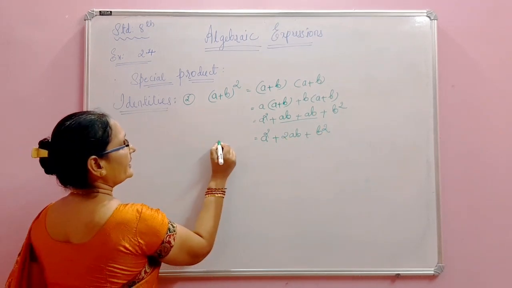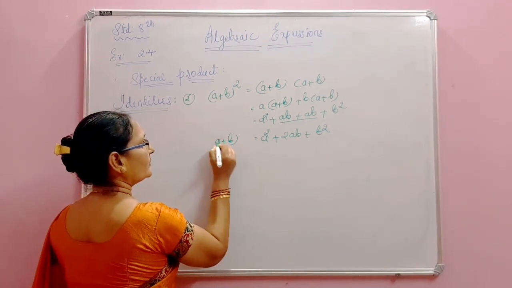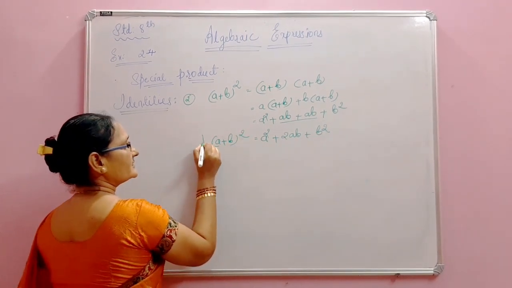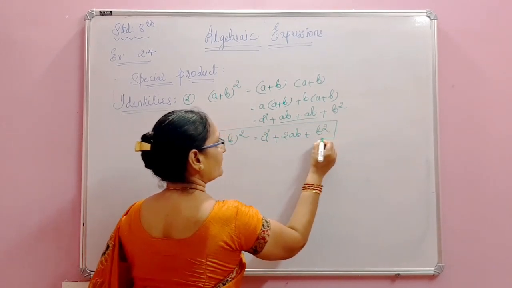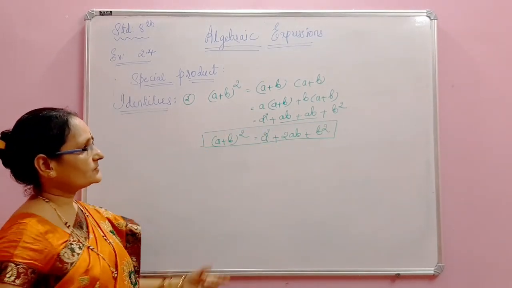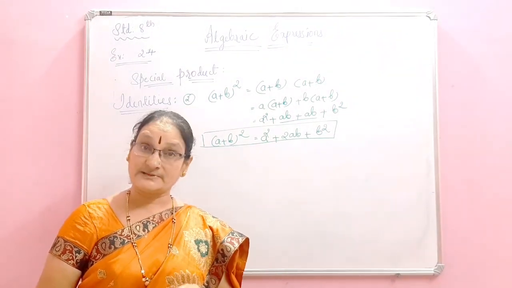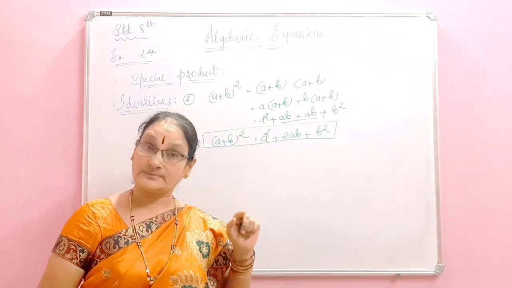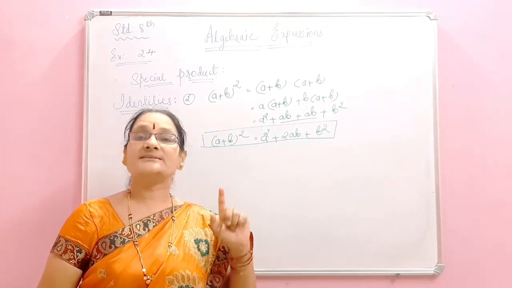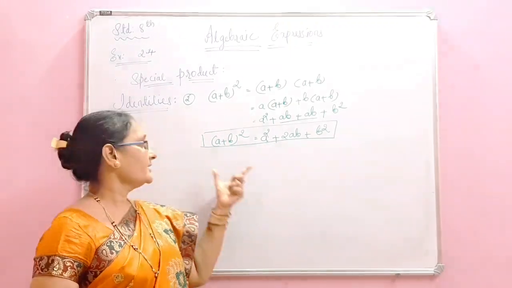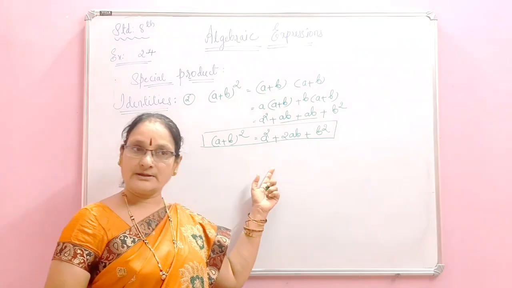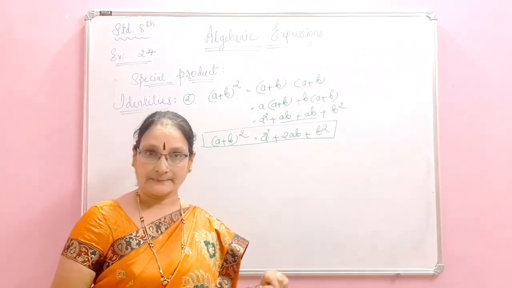This is what (a + b)² is equal to. This is the second identity. Very, very important, you have to remember it. So the first one we have learnt: (x + a)(x + b) is equal to x² plus (a + b) into bracket x plus ab. The second identity: (a + b)² is equal to a² plus 2ab plus b².